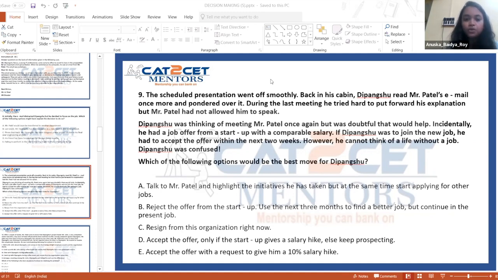We look at B. Reject the offer from the startup. So you have an offer which is of comparable salary from another organization. This organization is not valuing you, and you're rejecting that offer outright. Use the next 3 months to find a better job, but continue in the present job. So you're continuing in a job that is undervaluing you. You're rejecting an offer that is of comparable salary, and you're using the next 3 months to find a better job. Can this be a best possible option?